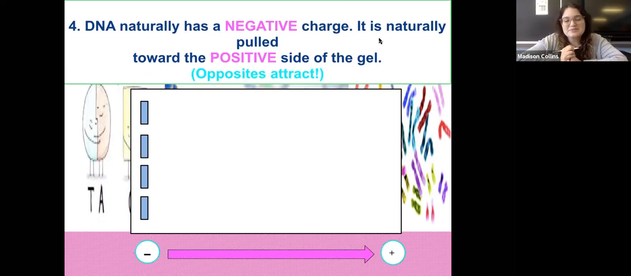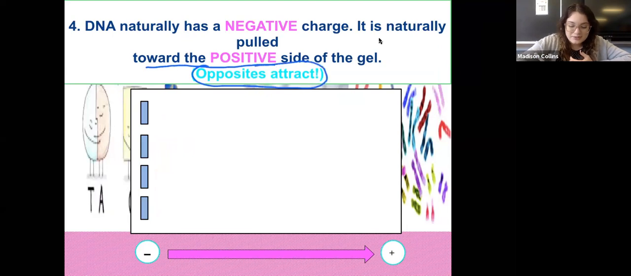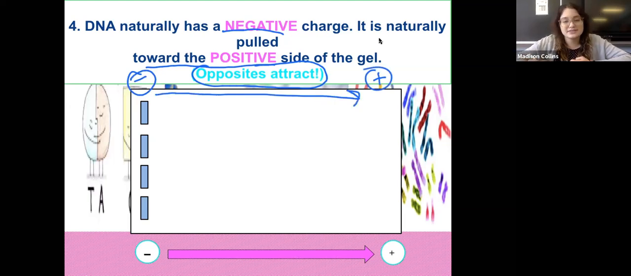Well, the reason they move is because DNA naturally has a negative charge, which means it's going to be naturally pulled towards the positive side because opposites attract. So because DNA has a negative charge, it's going to be pulled towards this positive end.